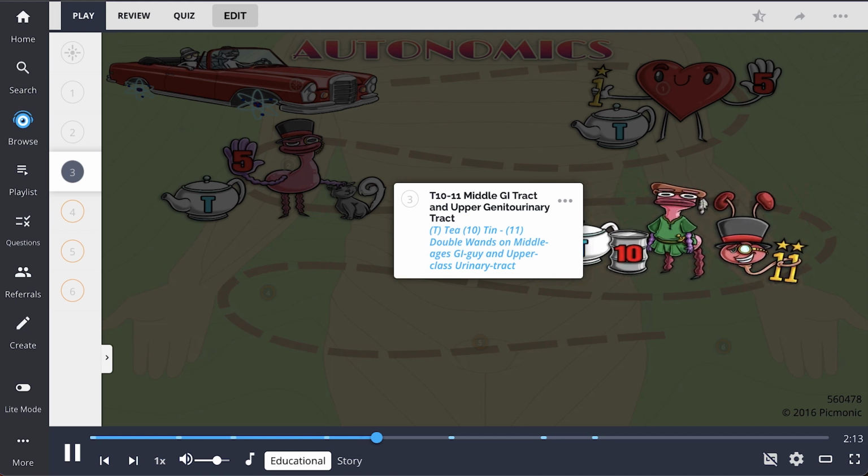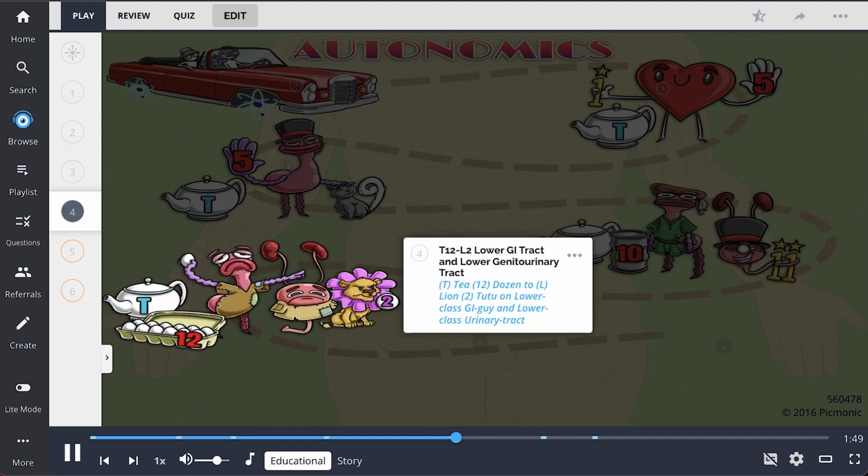The upper genitourinary tract, or UGU, shares spinal levels T10 to T11 with the MGI tract in sympathetic innervation, and also via the superior mesenteric ganglion. You can remember this with the Middle Ages GI guy and upper class urinary tract with a T, 10-tin, and double wands. The lower gastrointestinal tract, or LGI, receives input from spinal segments T12 to L2, innervated by the least splanchnic nerve via the inferior mesenteric ganglion.